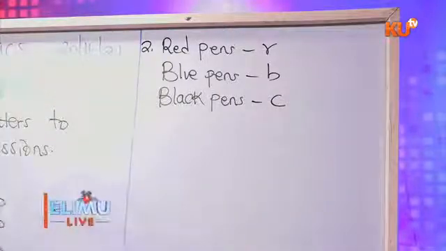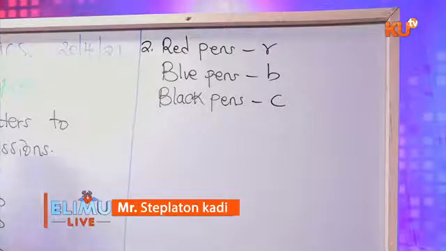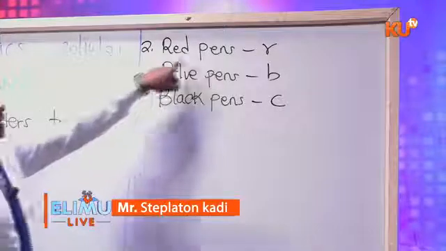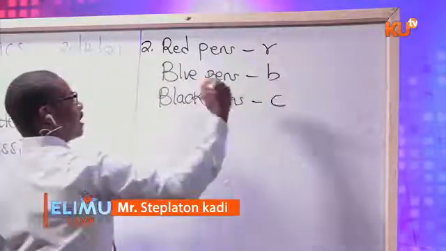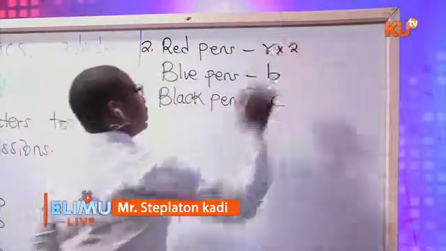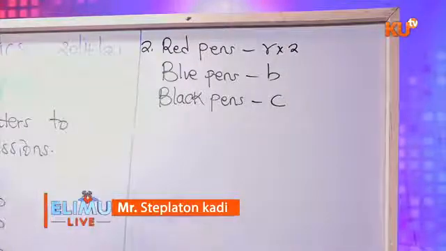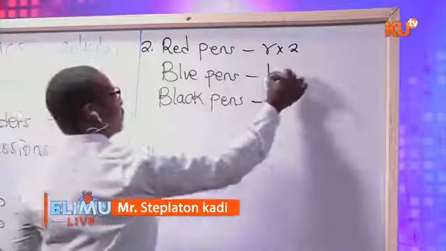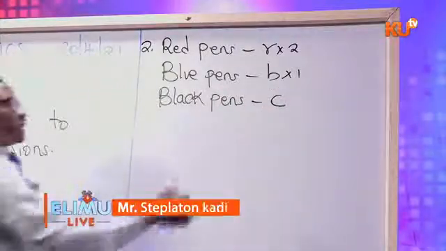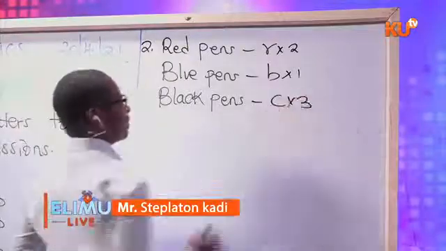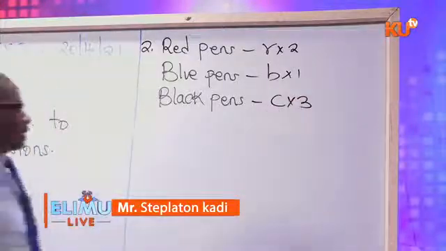Then the teacher gave out the pens to a certain pupil. So 2 red pens were given. If there are red pens and 2 are given, you multiply by 2 to get the number of pens that were given. 1 blue pen multiplied by 1 is still 1 blue, and then there were 3 black pens, so we multiply by 3. So we want to find how many pens were given.